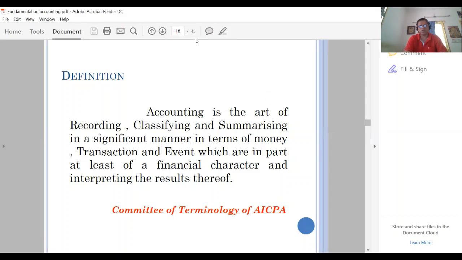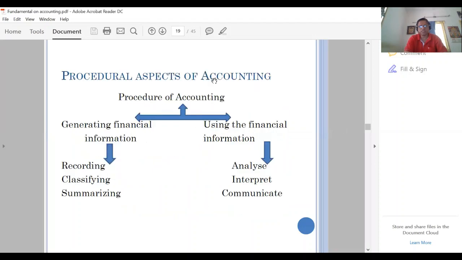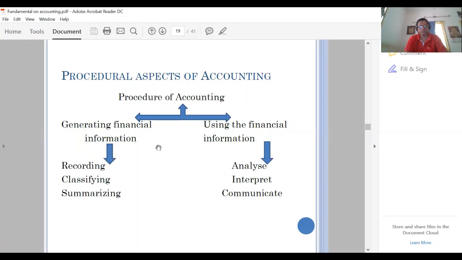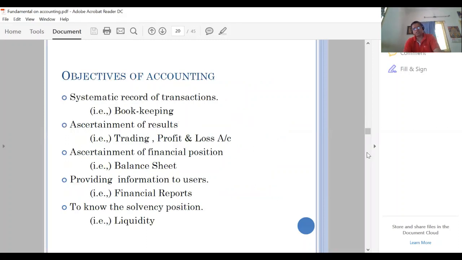Let's move on. Right. The procedural aspects of accounting: we have recording, classifying, and summarizing, generating financial information. The uses of financial information are to analyze, interpret, and communicate. So let's look at what is the objective of accounting.